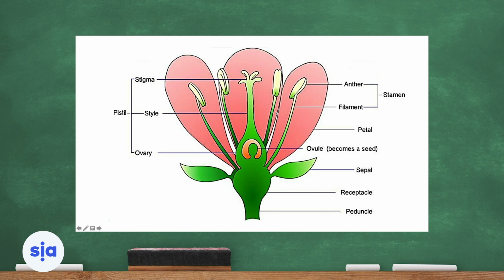This is the male part of the flower. This is also a male part. This one too. The male part consists of an anther at the top with a filament. Both of them are called stamen.